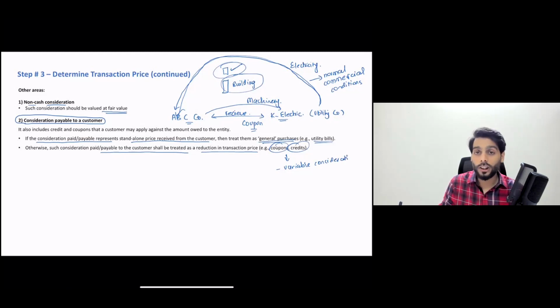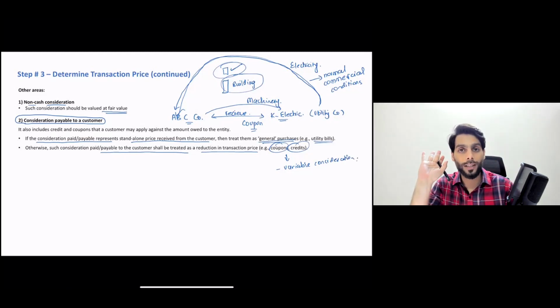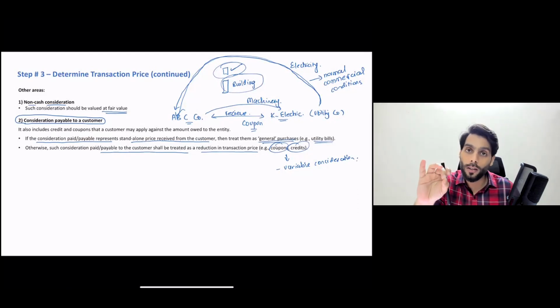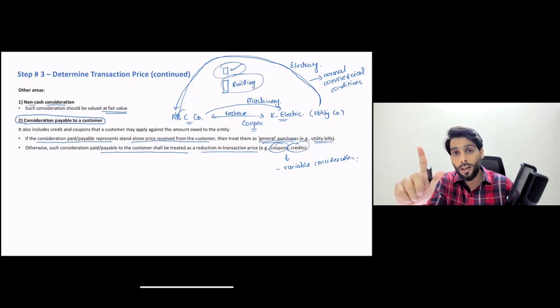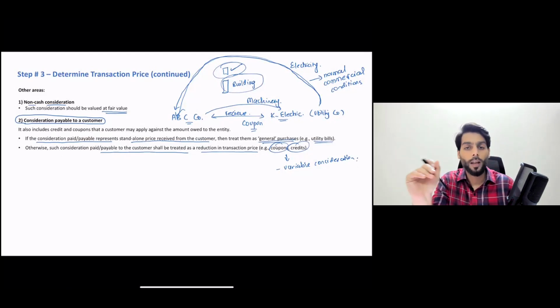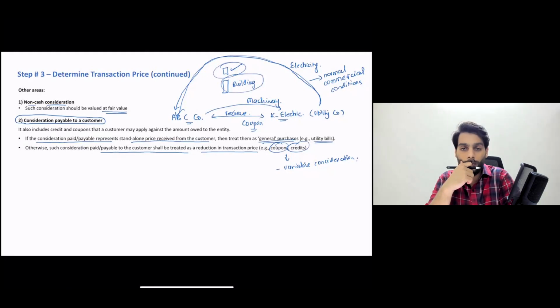So all in all, general purchases should be dealt with generally. And if there is a specific coupon or credit being provided to you by the customer as a part of the contract, then you reduce your transaction price or you adjust your transaction price accordingly. If it is not a general purchase, then you treat it within the same contract. You reduce or escalate your transaction price, whatever the scenario may be. Or if it is a general purchase, you treat it as a general purchase like any other person would be doing. Make sense? All right.